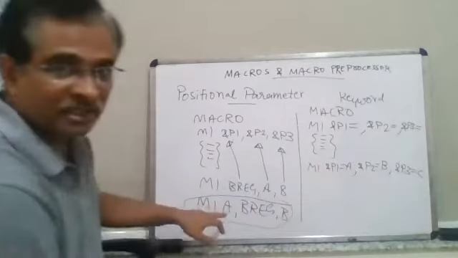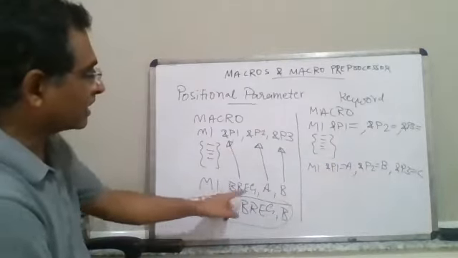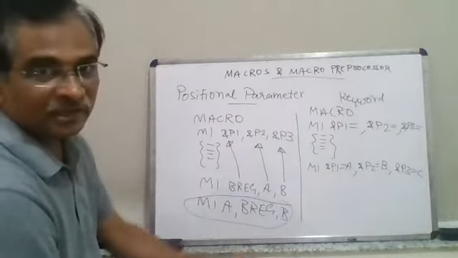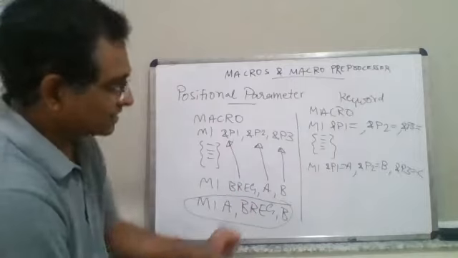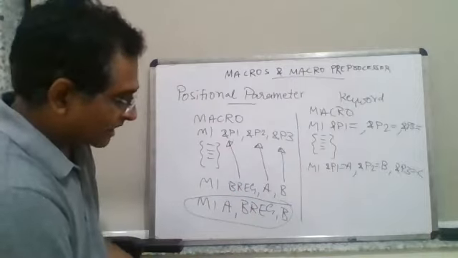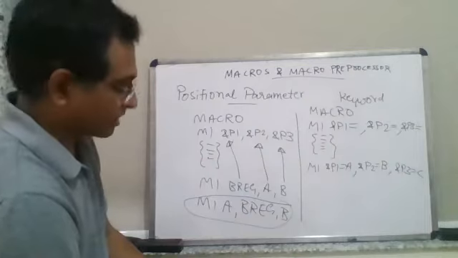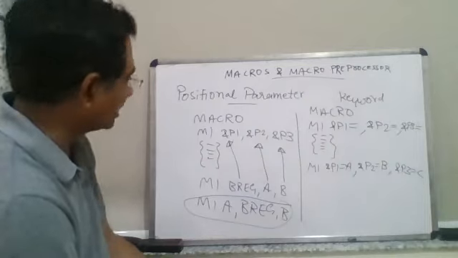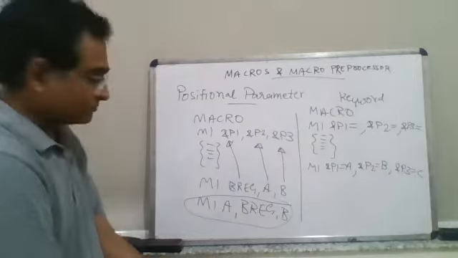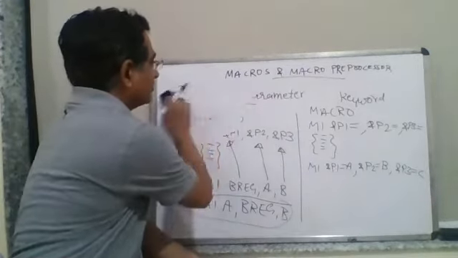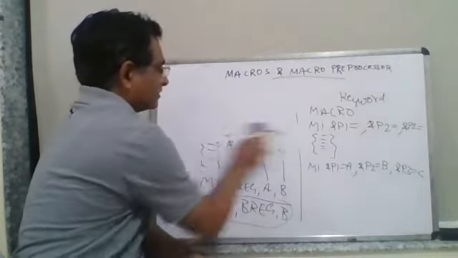Earlier in the previous case, it was not possible to change the order. A and B had to be in the same way. I cannot write here B, A. Right. So this is the flexibility which is there, and the other possible parameter passing could be a default parameter passing mechanism. So what is there inside the default parameter passing mechanism? So let us see that.